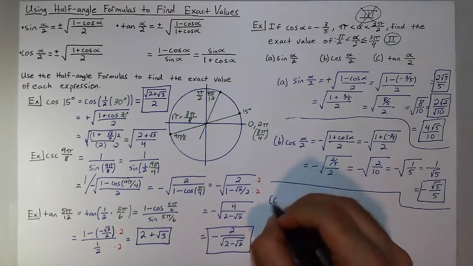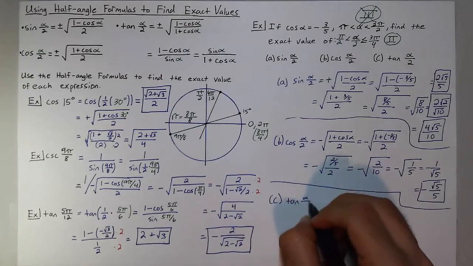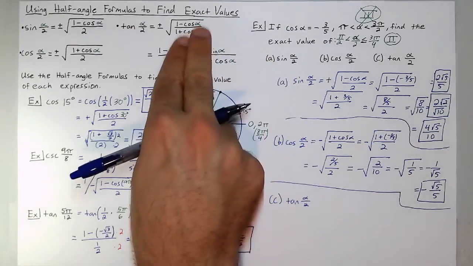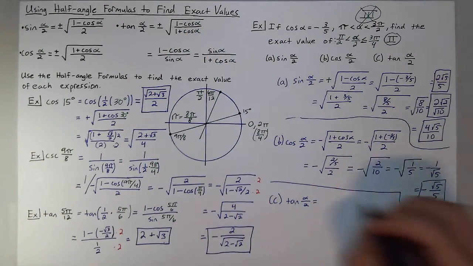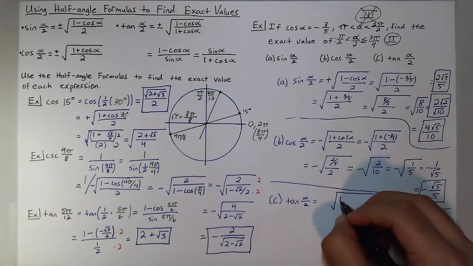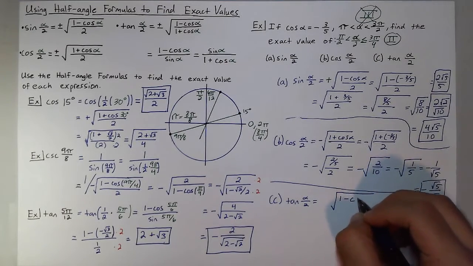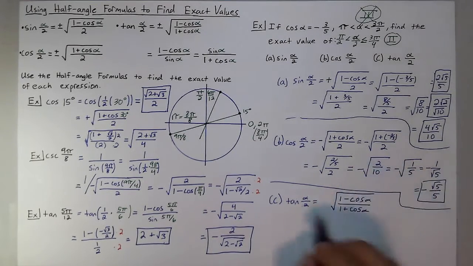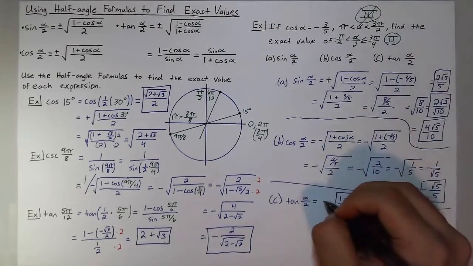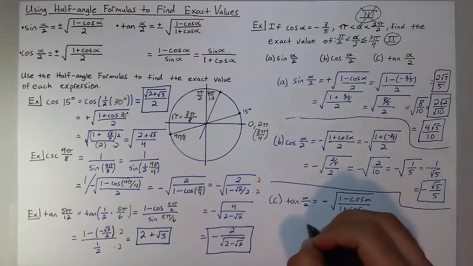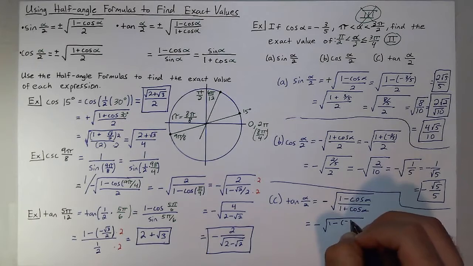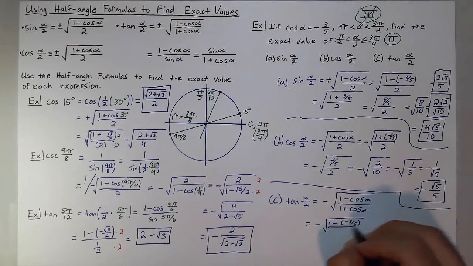Now the last one, part C, we're going to do tangent of alpha over 2. And even though we usually prefer these two, since we're already given cosine of alpha, we should just use the first one. So the square root of 1 minus cosine alpha over 1 plus cosine alpha. Now, tangent is negative in the second quadrant, so I'm going to use a negative here. And this will simplify when I plug in to 1 minus the negative 3/5 over 1 plus negative 3/5.